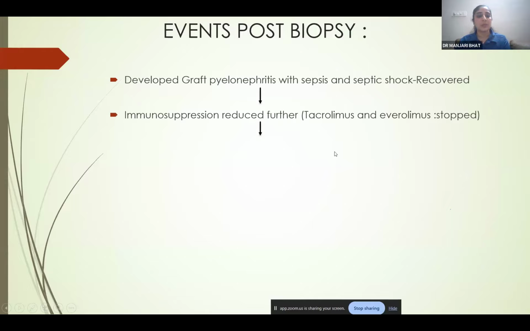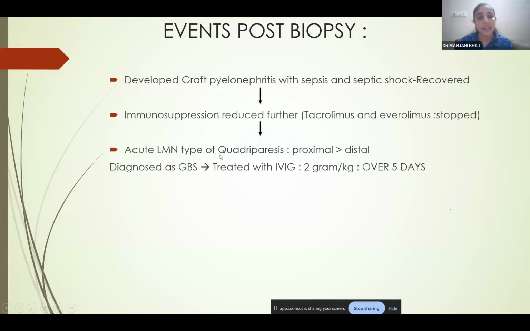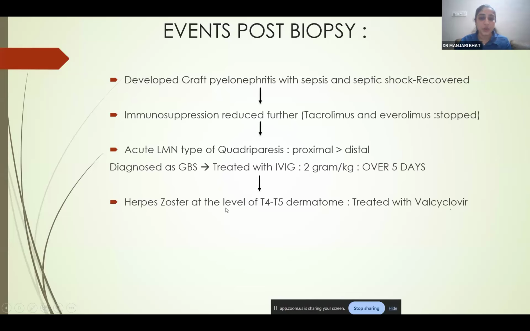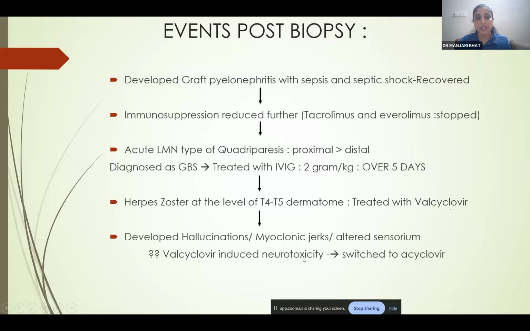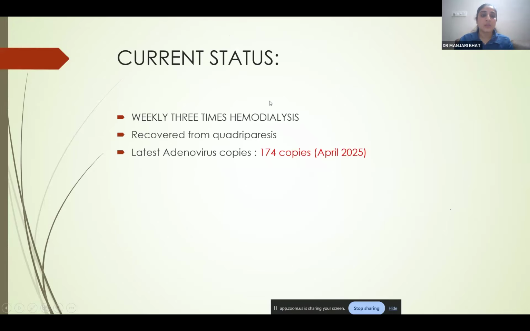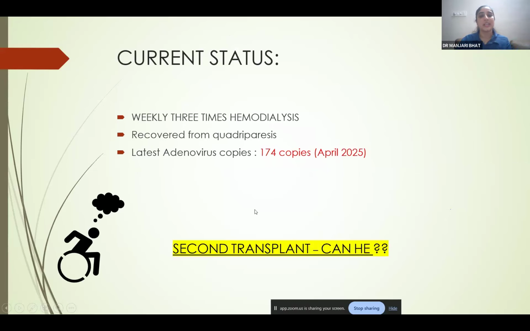He recovered from this and subsequently, after 2 months, developed acute onset quadriparesis, proximal more than distal muscles, diagnosed as Guillain-Barré syndrome, and was treated with IVIG 2 gram per kg over 5 days. Again, after 1 month, he developed herpes zoster at the level of T4, T5 dermatome, treated with valacyclovir. However, he developed valacyclovir-induced neurotoxicity and was subsequently switched over to acyclovir. Currently, he is on hemodialysis three times weekly and has recovered from quadriparesis. The latest adenovirus copies, repeated last year, were 174 copies per ml. He has come to our OPD with the big question of second transplantation.